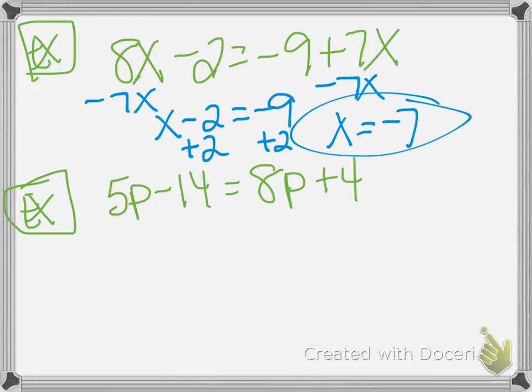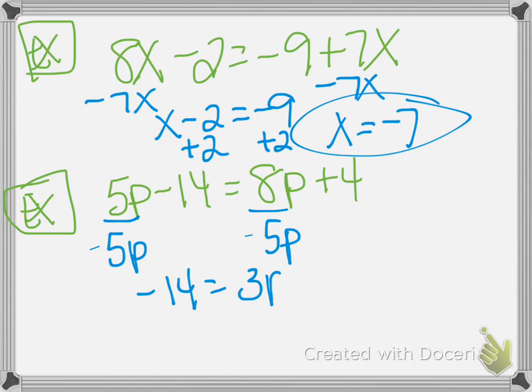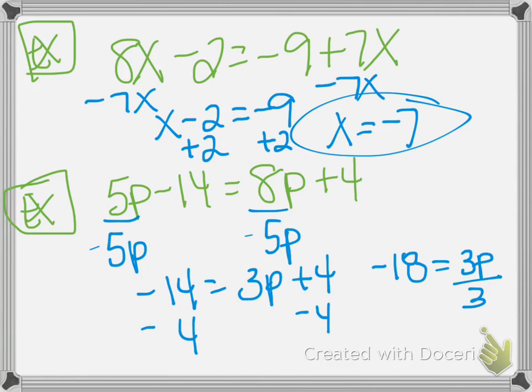Taking a look at the next one down, a similar example. Again, I have numbers and letters on both sides, so I like to start by grouping my letters together. I see 5p and 8p. The smaller number would be 5p, so that's what we're going to subtract from both sides. We'll have negative 14 equals 3p plus 4. Now we need to move that plus 4 to the other side because I want those p's alone. So we'll minus 4 because that's the opposite. We'll get negative 18 equals 3p. And when I divide both sides by 3, negative 6 is my answer.